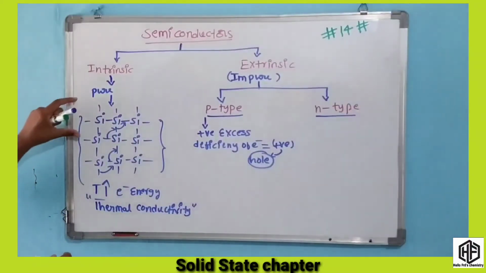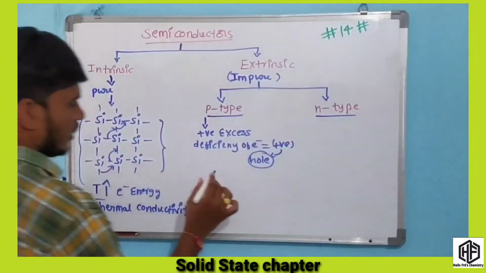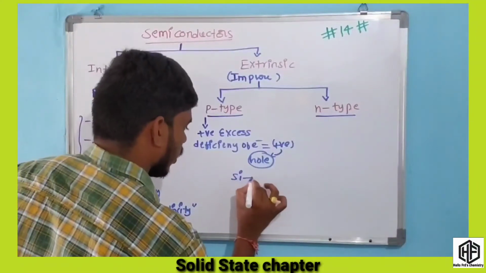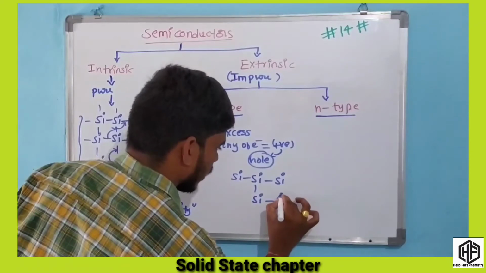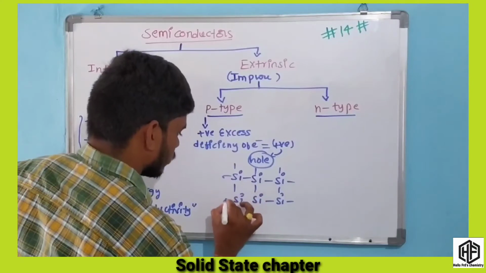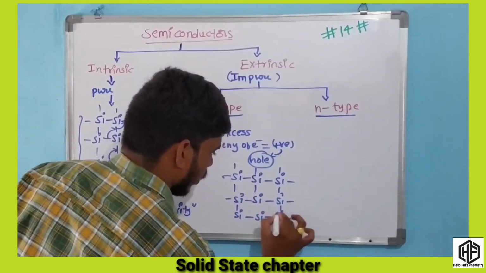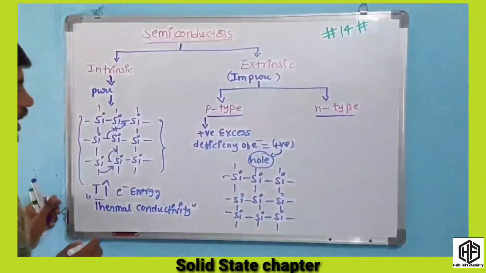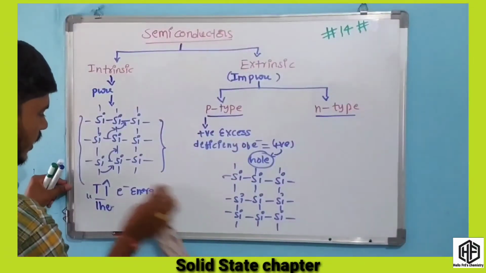Now we have to consider this intrinsic semiconductor like silicon, represented like this. I am representing the silicon crystal lattice. Each silicon is bonded to 4 other silicon atoms. Okay friends, this is the silicon crystal lattice. First of all, this is clear friends, this is the array.